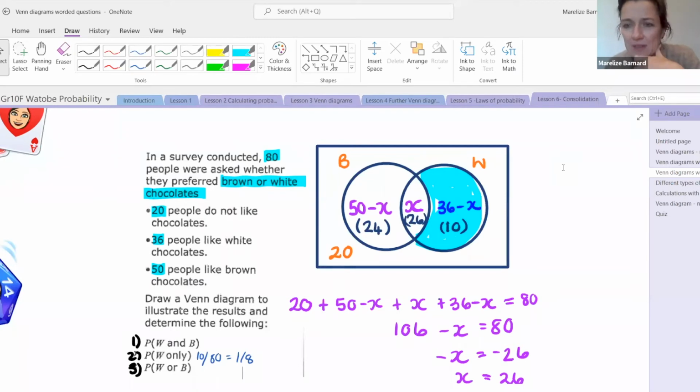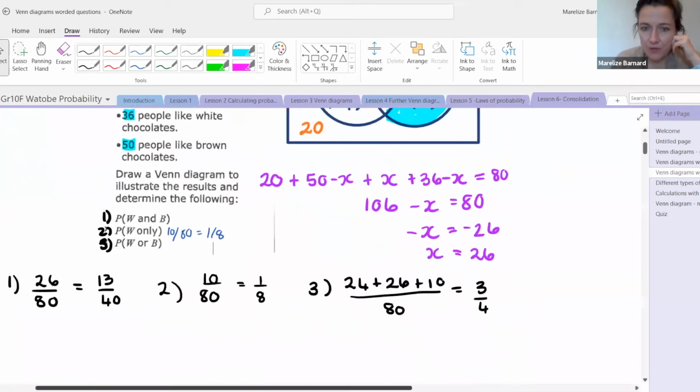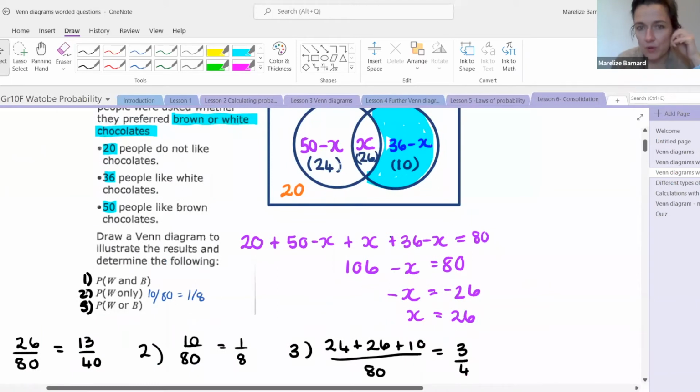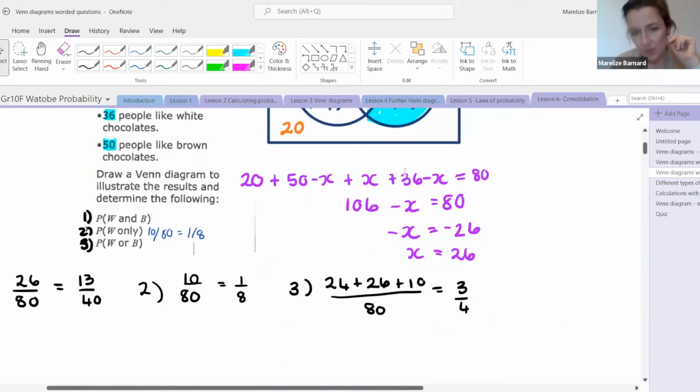Okay, we're again getting some different answers in the chat. Come, everybody. Or means it's brown or white. So it's not just those who like both, it's those who like white and brown and both. So it includes everything. And for that, we're going to do 24, those are the people who like brown chocolate, plus 26, those who like both, plus the 10, those who like white chocolate. And that simplifies to 3/4.